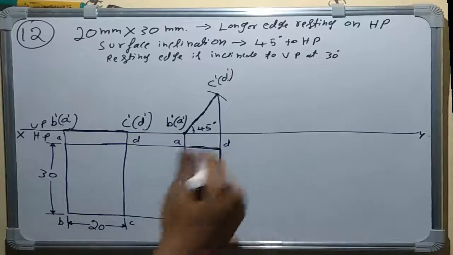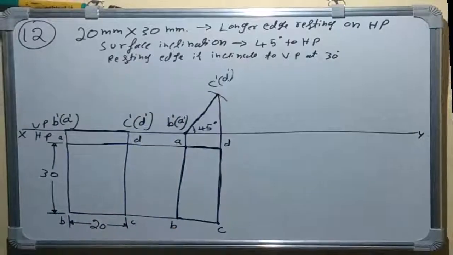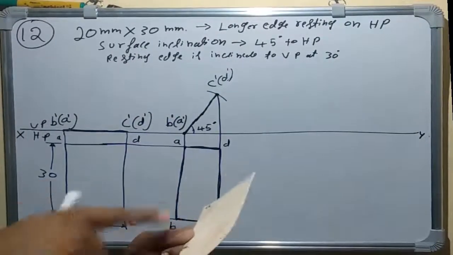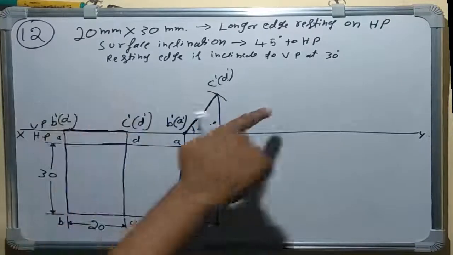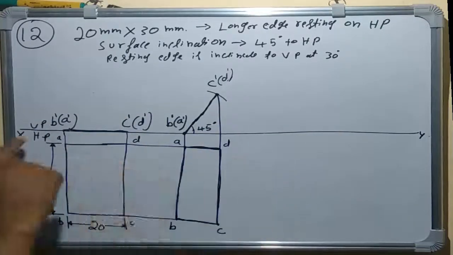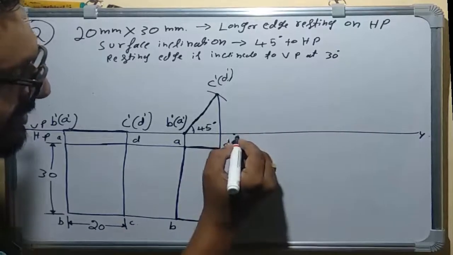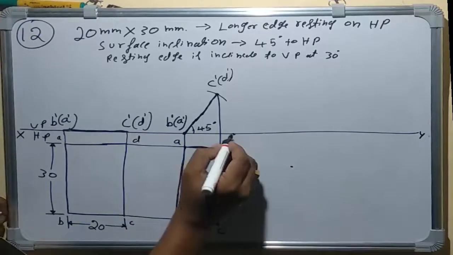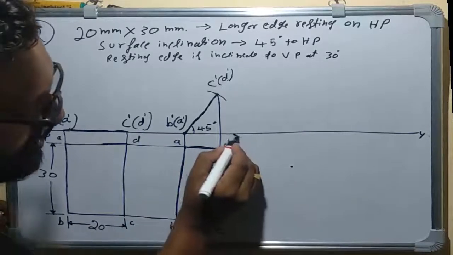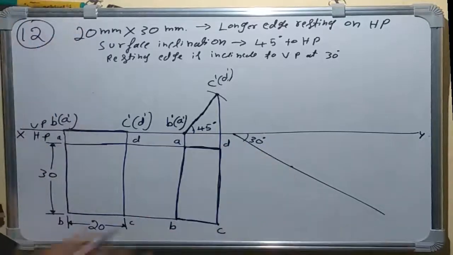And for the third step, the data we got is: the resting edge is inclined to VP at 30 degrees. Here the resting edge AB is resting, so that is inclined to VP at 30 degrees. The inclined-to-VP angle should be shown in HP. So from somewhere you keep the center, and from here you measure a 30 degree angle point, and passing through the center point, you get the 30 degree line.